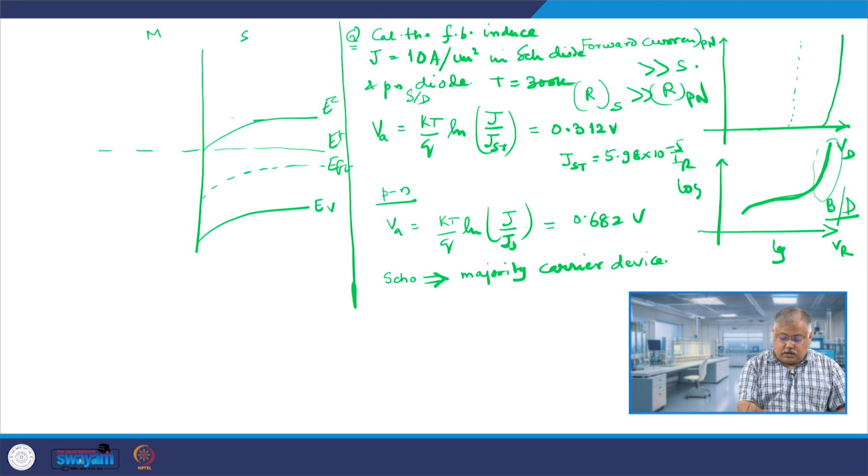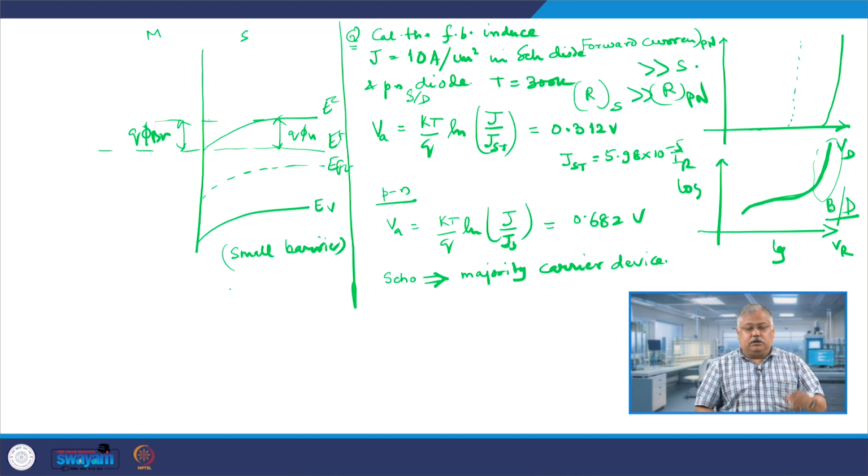This is q times phi Bn, the barrier height which you see, and this difference is q times phi n because of the application of potential. It has a very small barrier. Since the barrier is relatively small, there will be easy movement of charge carriers from both sides of the material, and that is the reason you get this as an ohmic contact.